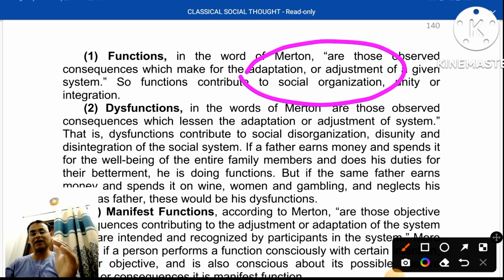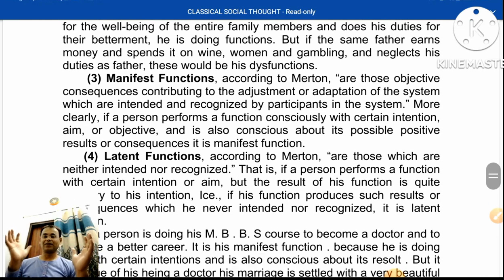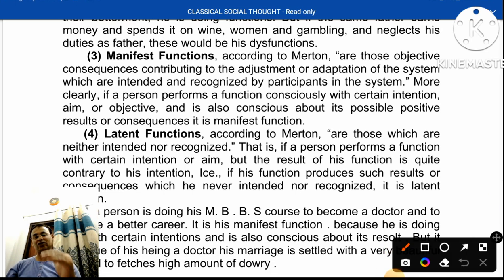In the same way, but opposite, dysfunctions are those observed consequences which lessen the adaptation or adjustment in a system. That is dysfunction, and this is harmful for unity in the society. And there are two types of function, manifest and latent. And there are two types of dysfunction also, manifest dysfunction and latent dysfunction. Manifest functions, according to Merton, are those objective consequences contributing to the adjustment or adaptation of the system which are intended or recognized by participants in the system, and that is manifest and clear.